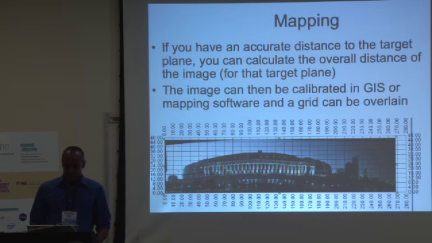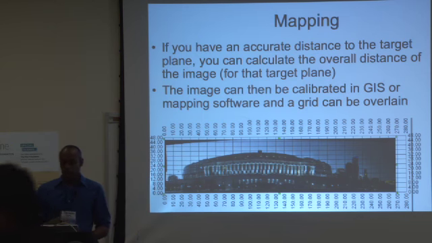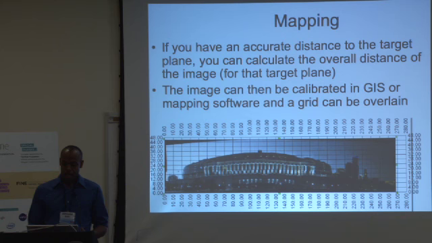Okay, so if you have an accurate distance to the target plane and you have a field of view, the angle of the field of view, you can calculate the overall distance of the image at that target plane. So again, I'm showing that Soldier Field image, and I've overlain this rudimentary graph. Again, the image plane in this case is right in front of Soldier Field, so if you go out to the sides, it's not accurate. If you go off to the distance, the actual grid is not accurate.